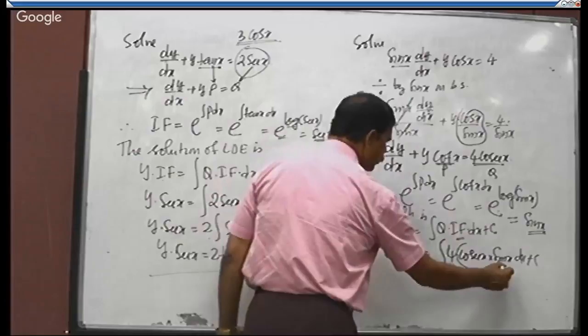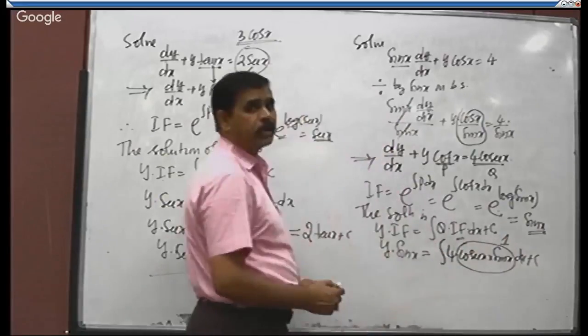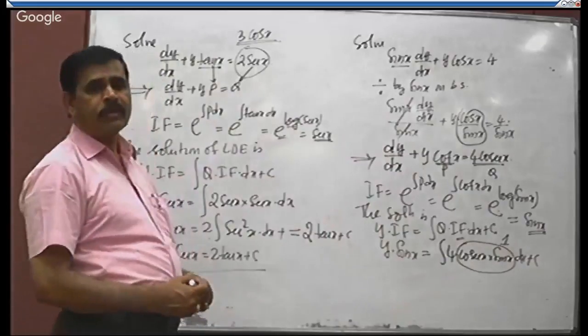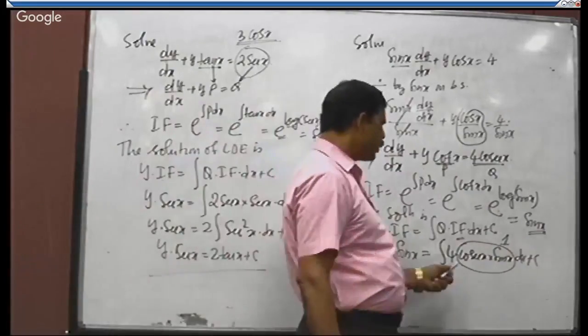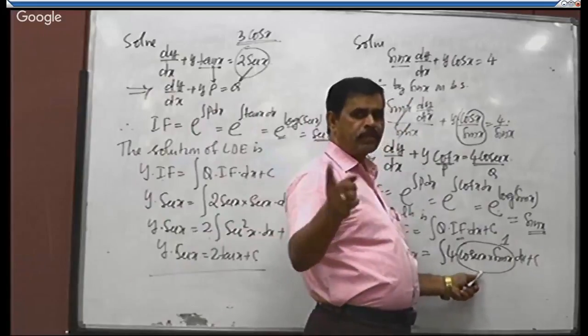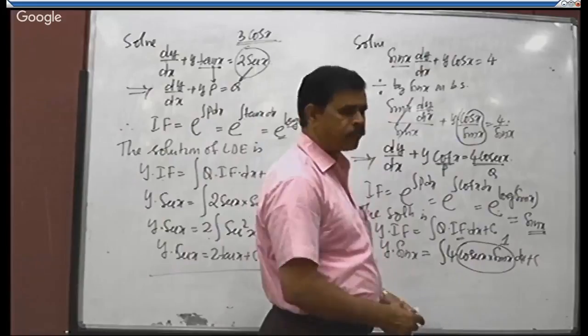Cosecant x into sin x, it is 1, right? Cos x into secant x is 1. Tan x into cot x is 1. Suppose if you have a combination like this, you take it as 1. Sin into cosecant is 1. Tan into cot is 1. Cos into secant is 1.